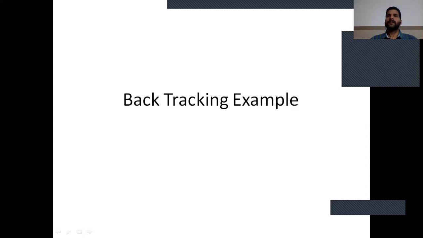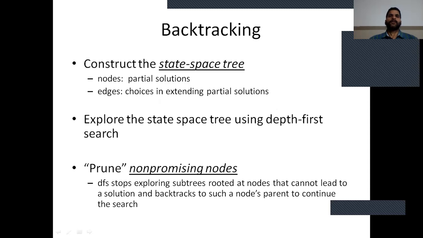Dear students, today in this video lecture, we will discuss some examples of the backtracking approach. In the backtracking approach, first we construct the state space tree, with nodes as partial solutions, and assess choices for extending the partial solutions. And 2 points are included in the state space tree diagram.